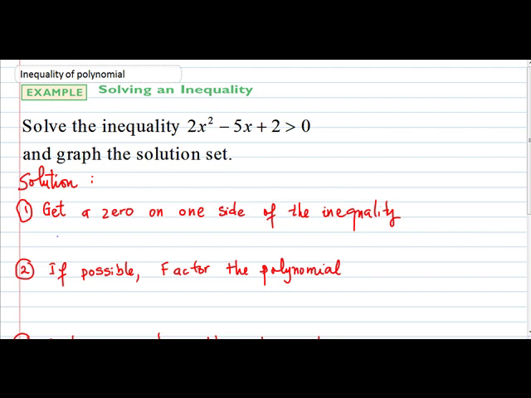Yes, I do have that. I have a 0 on one side of the inequality. If you don't have one, then you have to move them around. Then step 2, factor out if possible.